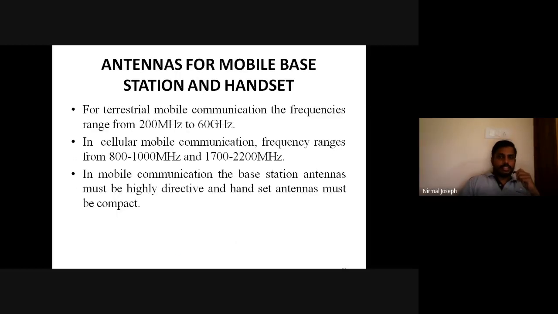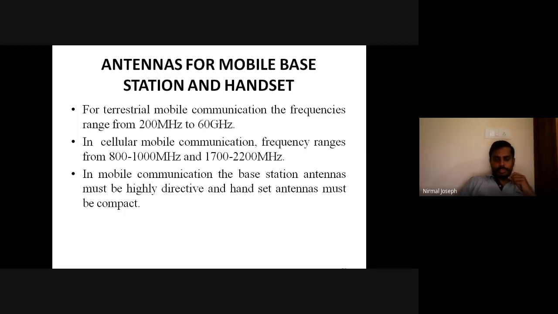Okay, so next we will move on to the antennas for mobile base station and handset. These are the most commonly used antennas, and all of you are currently using them with your mobile phones. For terrestrial mobile communications, the frequencies range from 200 MHz to 60 GHz. In cellular mobile communications, the frequency range is 800 to 1000 MHz and 1700 to 2200 MHz. This cellular mobile only you are using.